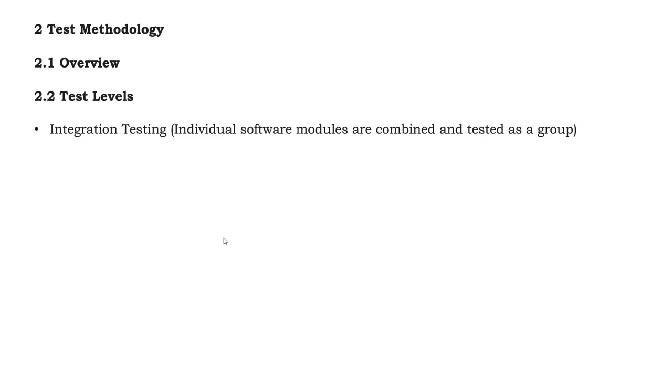Here we can say test levels. If overview is not there, we can leave it. If you don't want to write it, you can. It is completely up to the project, and then it depends again. Integration testing: here, individual software modules are combined and tested as a group. So there are different levels of testing that we have to perform.